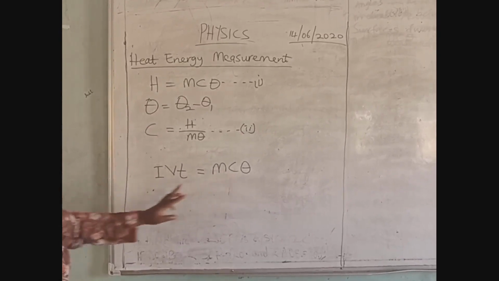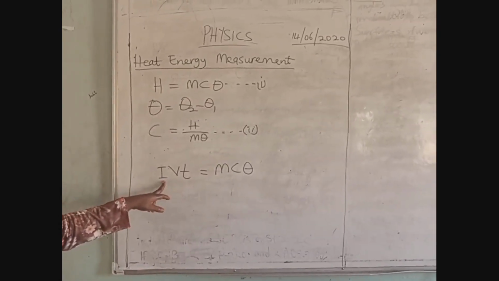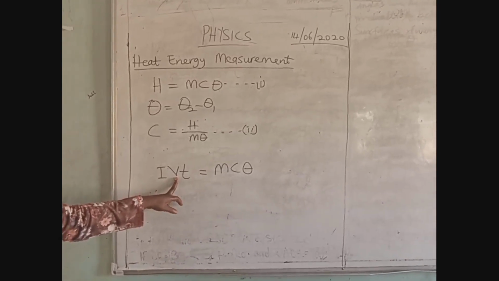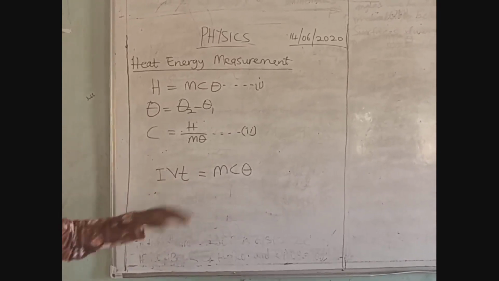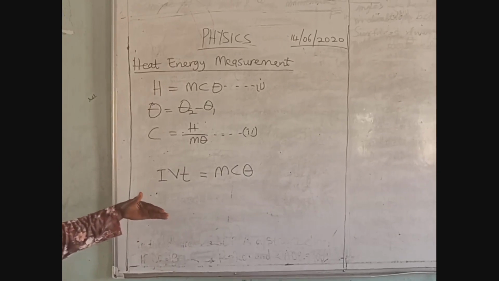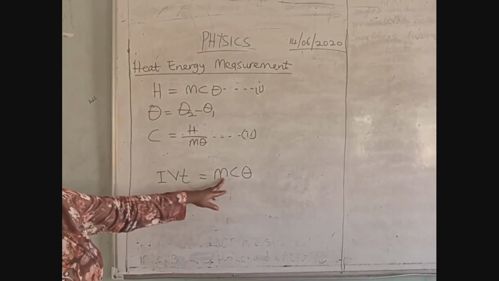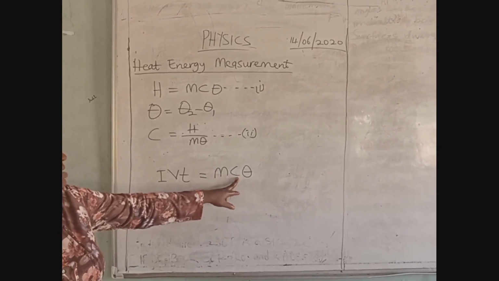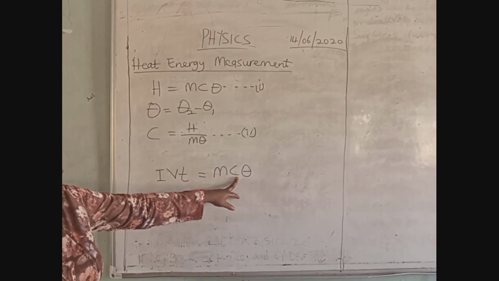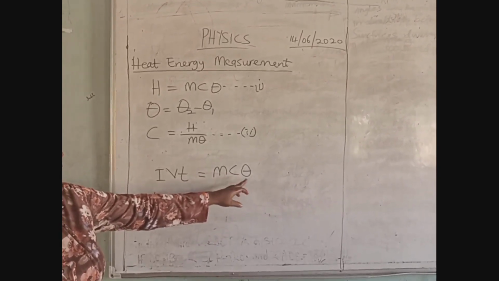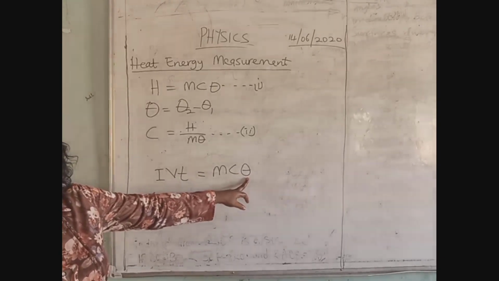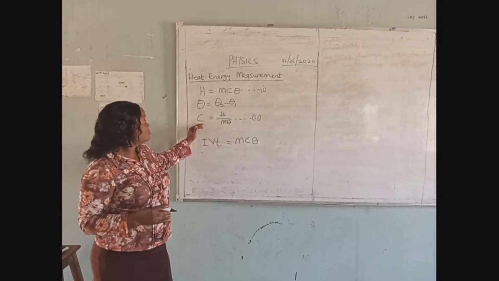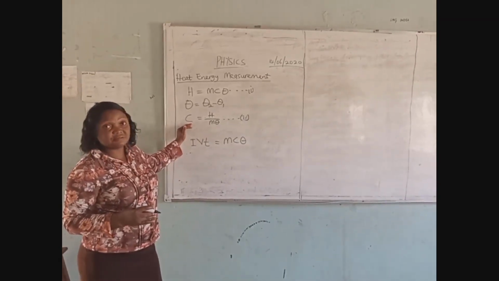Is that understood? Where I stands for the current, V stands for the potential difference, T is the time duration of boiling the substance. Then M is the mass of the substance measured in kg, and C is what? The specific heat capacity, and θ, the temperature change. We can use this equation to calculate specific heat capacity, right?